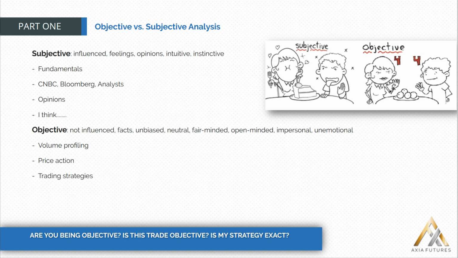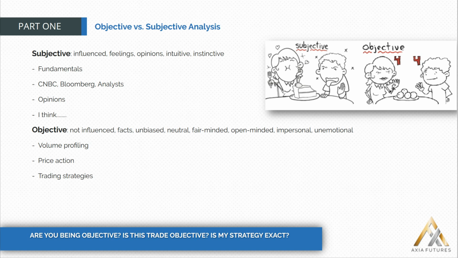It's objective. Okay? Objective is not influenced. It's factual based. It's unbiased. It's neutral. Fair-minded, open-minded, impersonal, and unemotional. As we can see, it's the complete opposite of subjective. It's fact-based. It's exact. There's no idea or opinion about it.